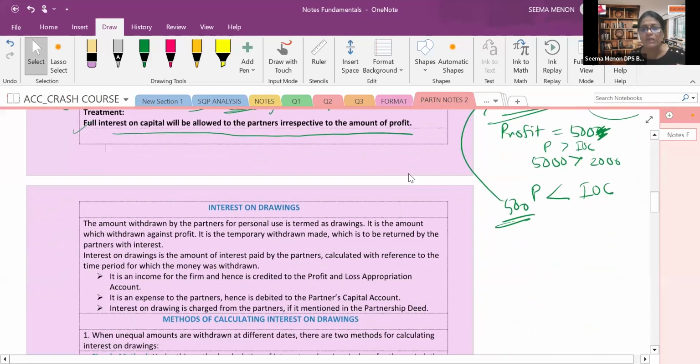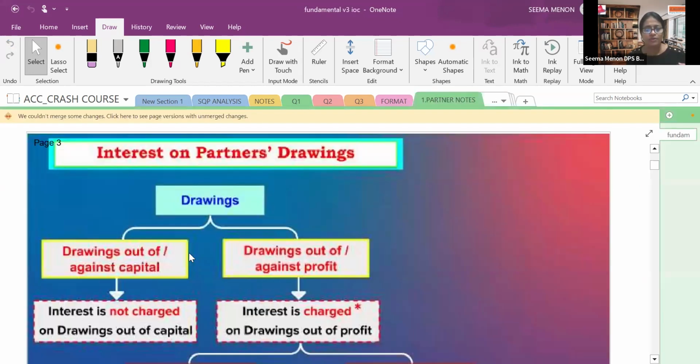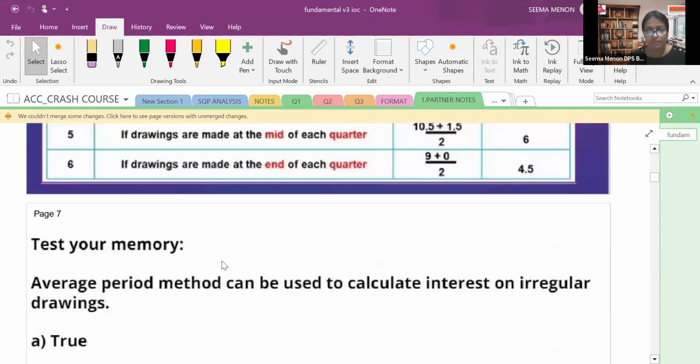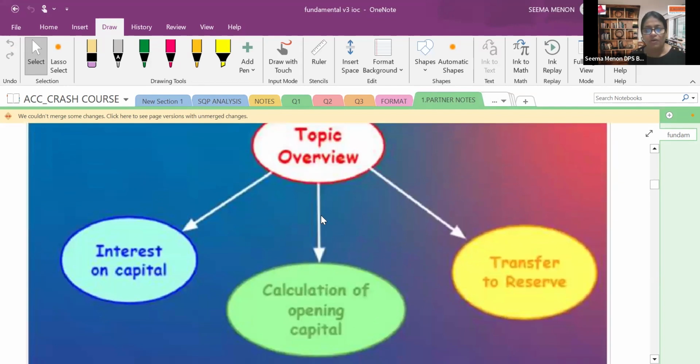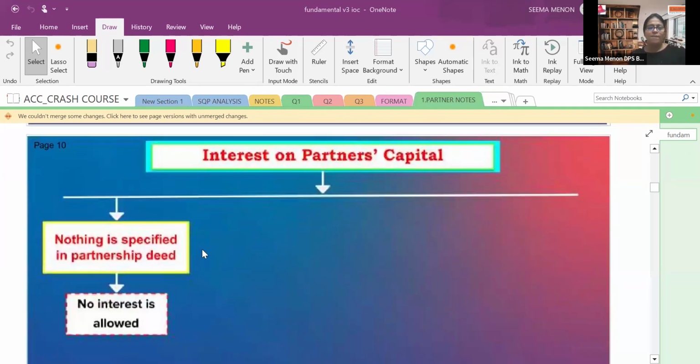Now moving ahead, I will open another file. There you will be getting a little bit more ideas. Here you can see on my screen. I hope the screen is shared. Here you can see interest on capital, first one. So let's see what happens when nothing is specified in the partnership deed.